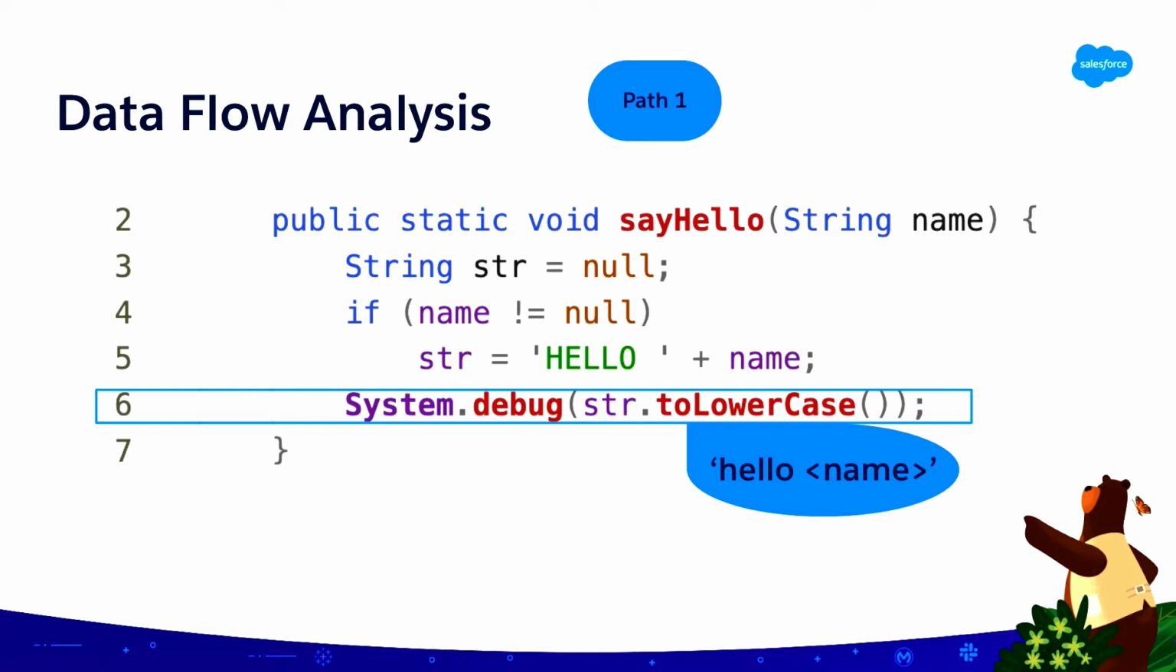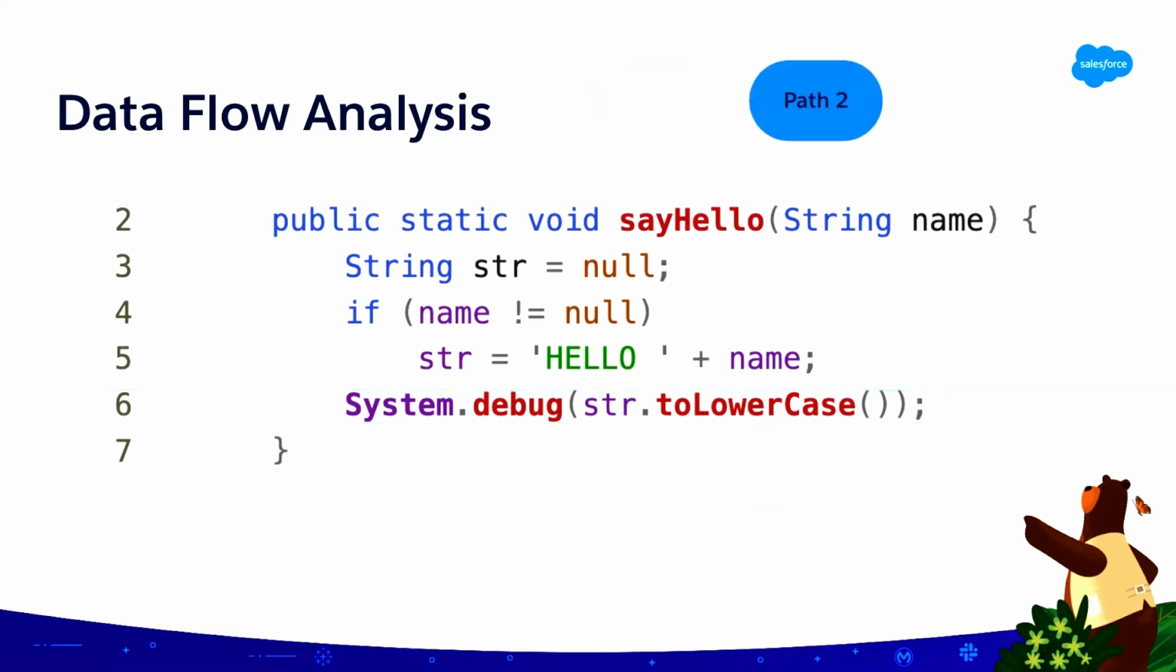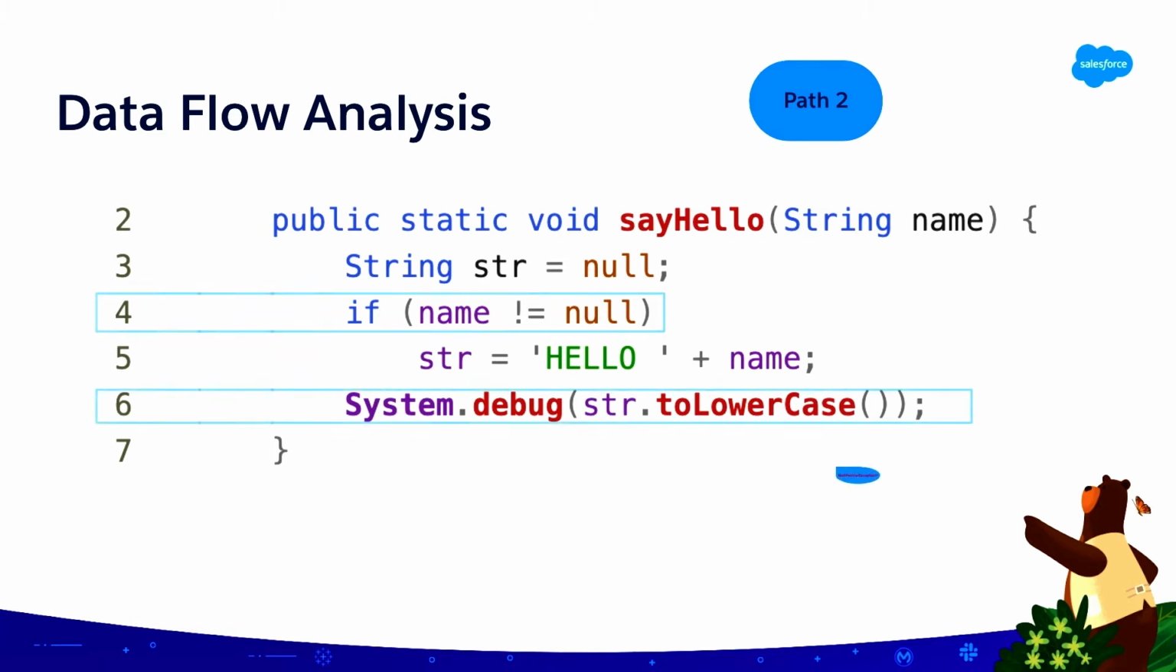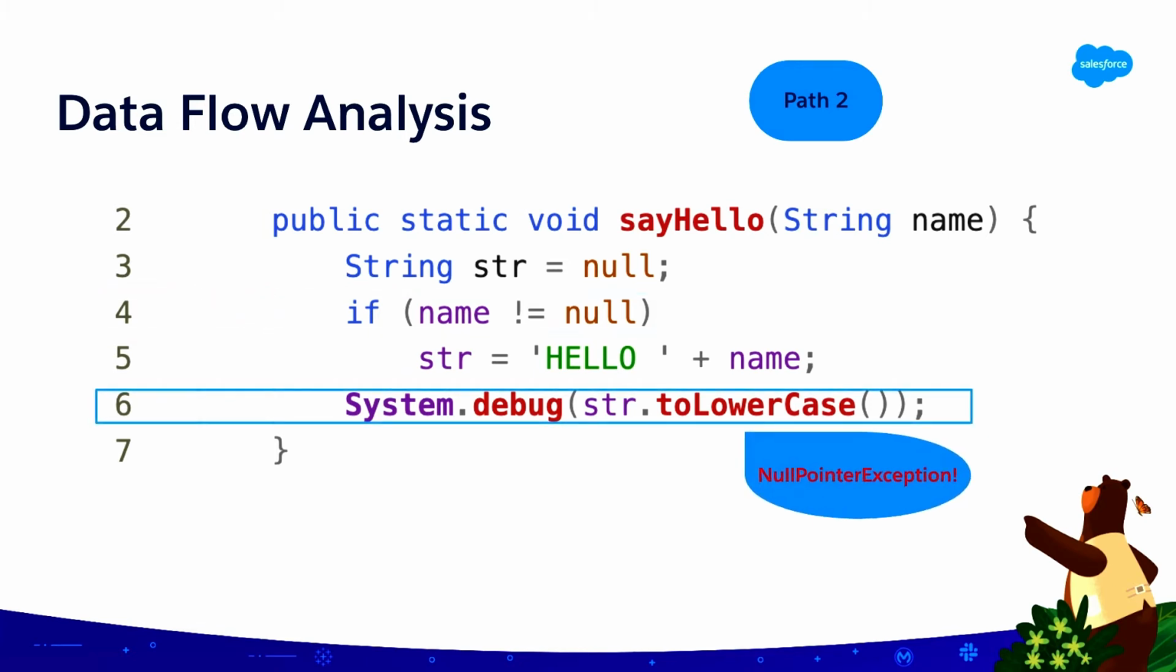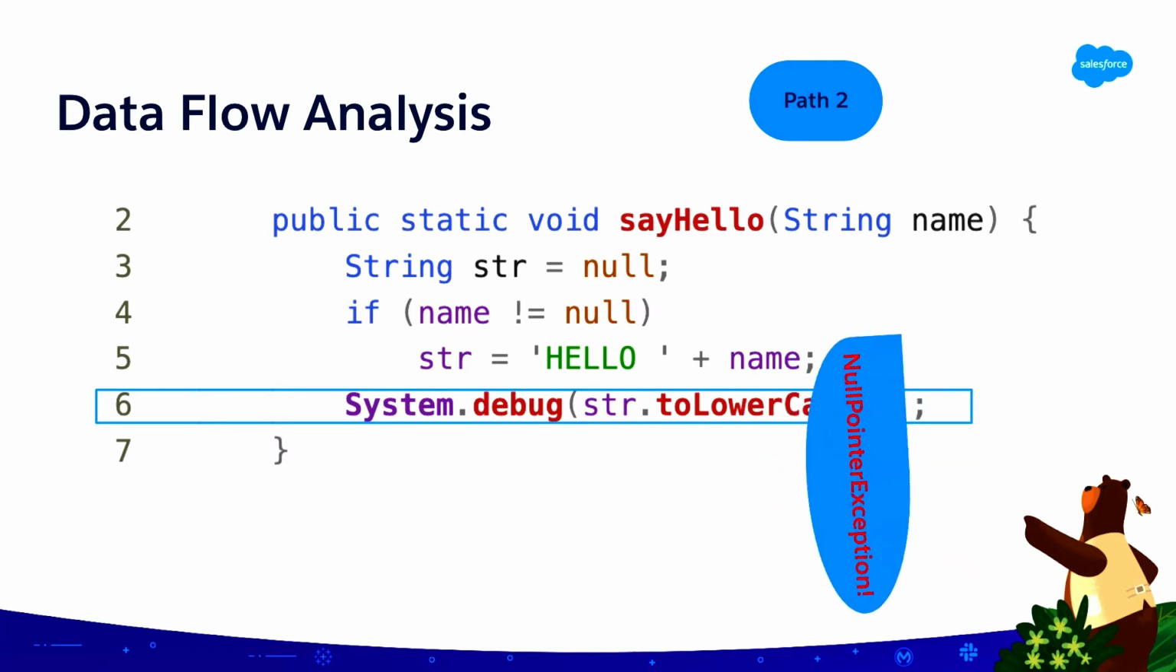Now, just because we saw a conditional, it creates a second path. This time, it again starts off with string variable initialized to null. And then as soon as it sees this condition, it says, okay, now I'm going to go through the case where this condition evaluates to false. And so it jumps directly to line number 6. You can't invoke a method on a null, and then you get a null pointer exception.